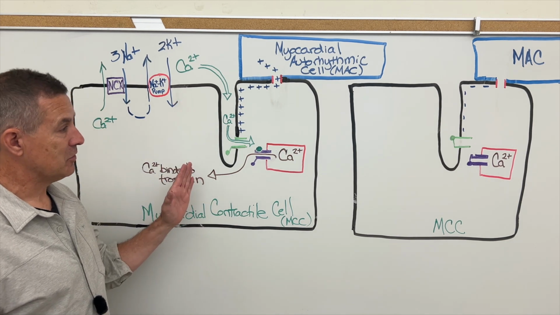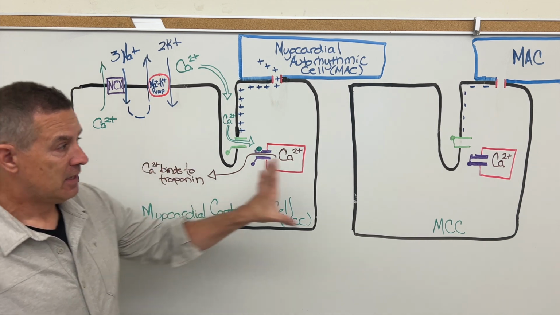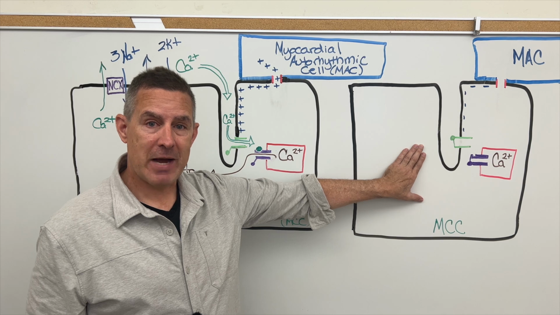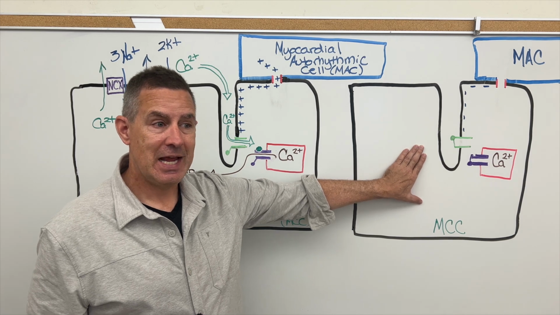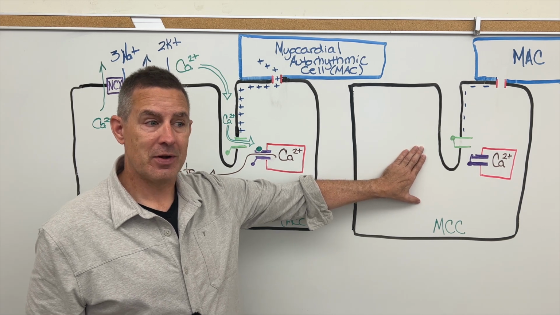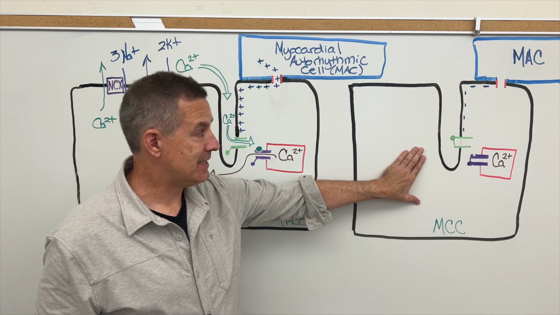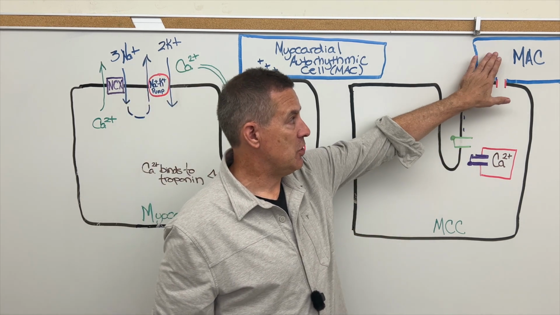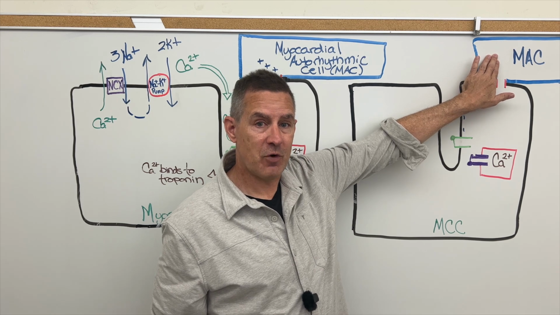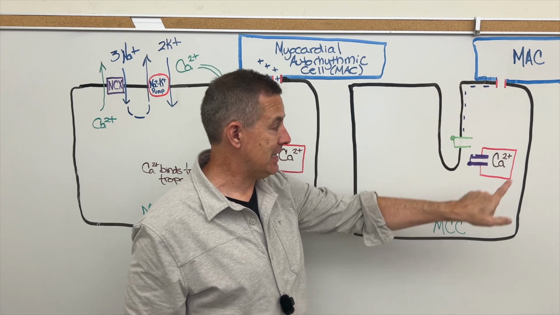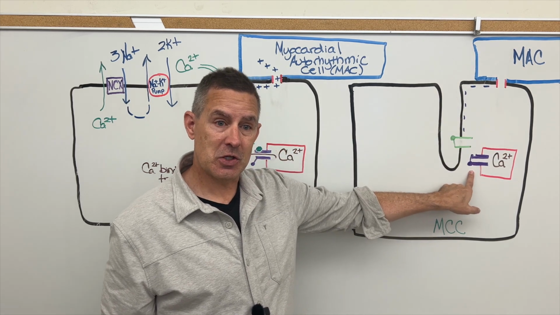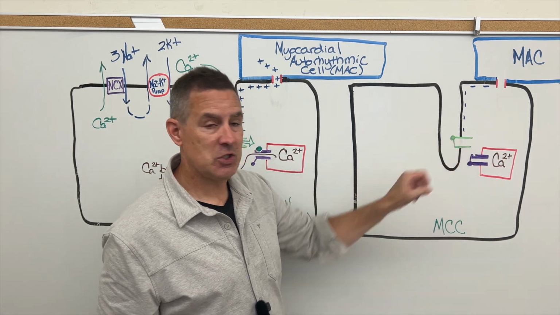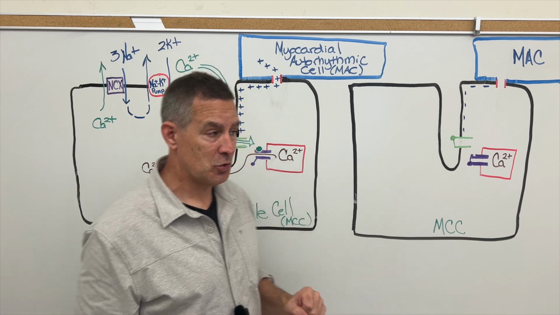So I'll go into the details of this in a moment, but to be clear, if we look over here, this is a myocardial contractile cell in the relaxed or non-active, non-excited state. It's polarized, negative charge. There's no impulse being directed from the MAC to the MCC. The ryanodine channel is closed, no calcium is being released, and this voltage-gated calcium channel is closed.